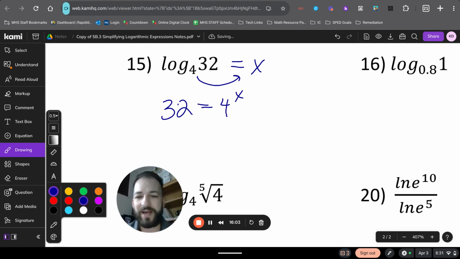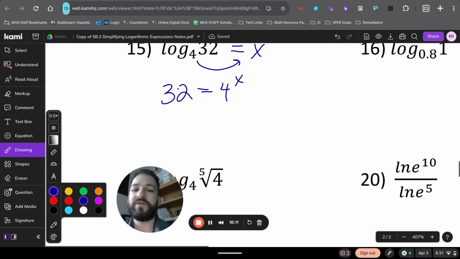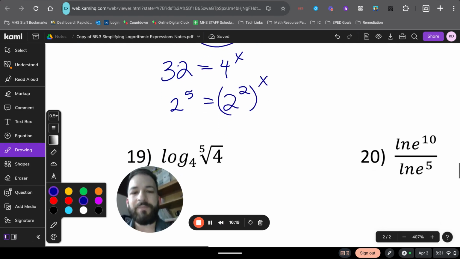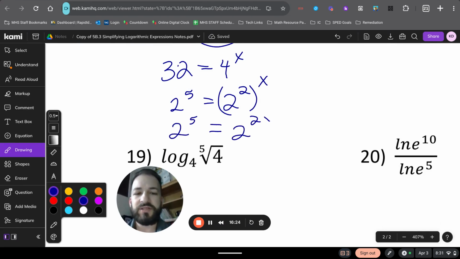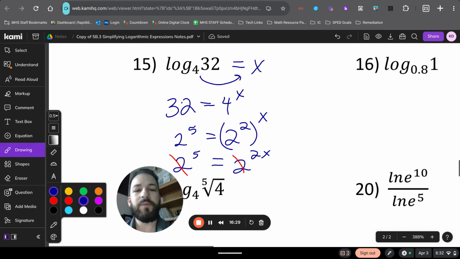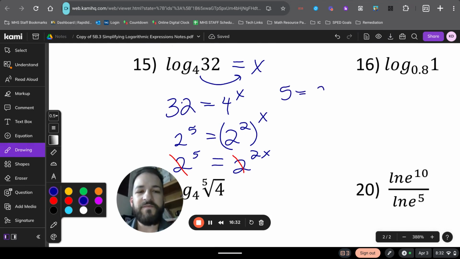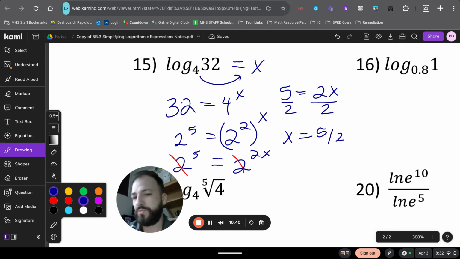Okay, and then this might look kind of familiar from what we did last class, our exponential equation. So let's rewrite 32 and 4 as bases of 2. So 32 would be equal to 2 to the 5th, and 4 would be equal to 2 squared. We still have that x on the outside, power to a power, so we can multiply. 2 to the 5th equals 2 to the 2x. Cancel out those 2's. We end up with 5 is equal to 2x. Divide by 2 on both sides, and we end up with x is equal to 5/2, or 2.5.